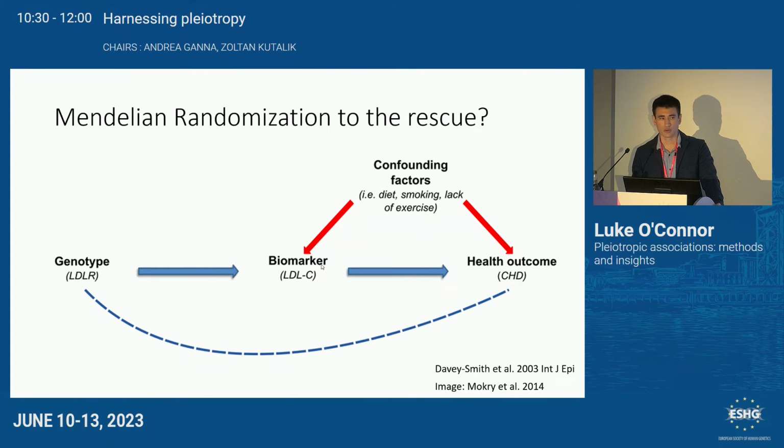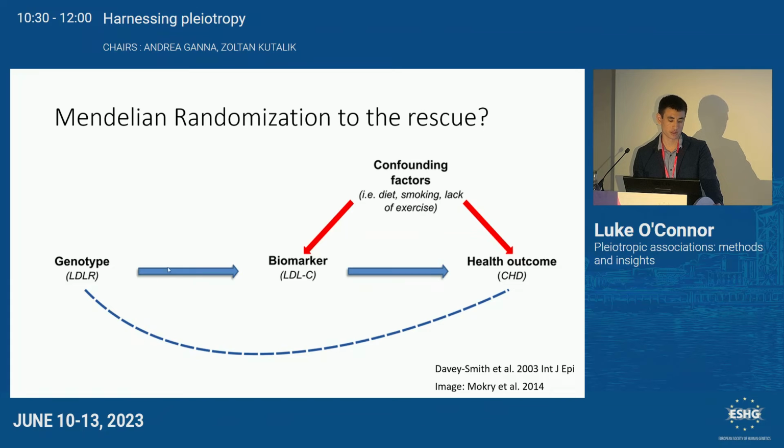Mendelian randomization is an approach that's been proposed to solve this problem, and the idea is as follows. You have some biomarker or exposure, in this case LDL cholesterol levels, a health outcome, in this case coronary artery disease, and a genotype that affects the biomarker or the exposure. In this case it's a genetic variant in LDLR, and the idea is that if you can exclude the possibility that genetic variants in LDLR affect coronary artery disease through any mechanism besides LDL cholesterol, then any association that you observe between the variant and the outcome must be mediated by its effect on the exposure, and you can use that association to back out an estimate of the causal effect.